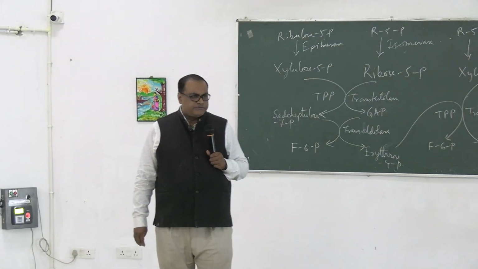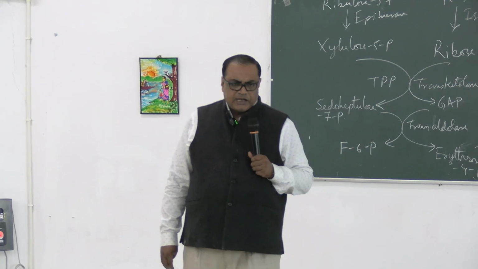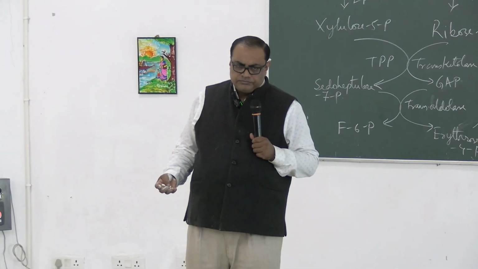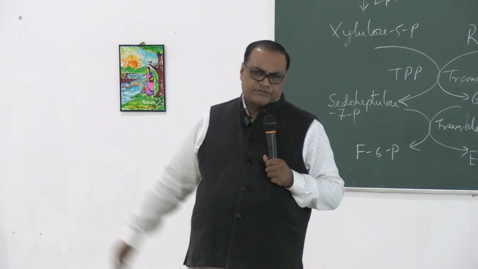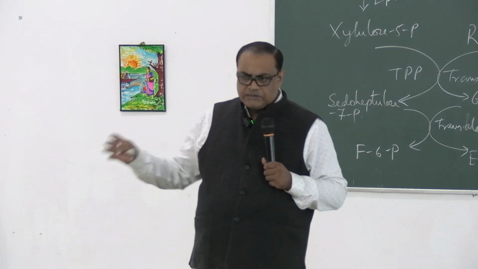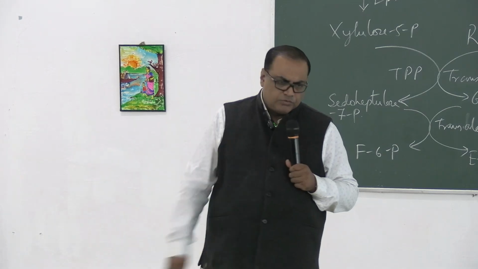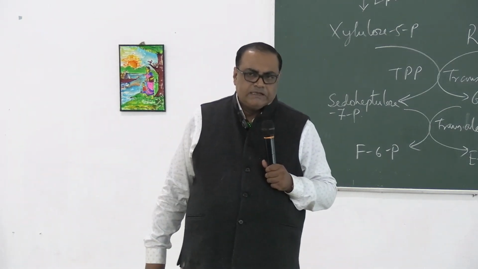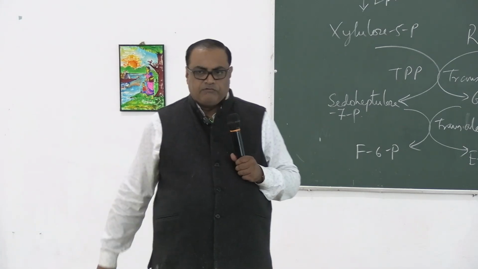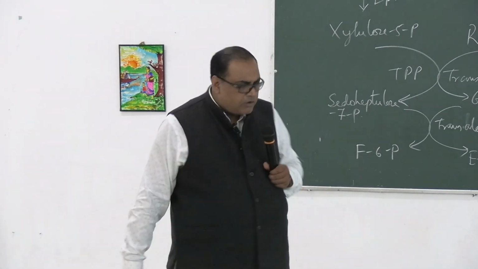The erythrose 4-phosphate is an aldose sugar, so it cannot give away any keto group. So the keto group will be taken from the last xylulose 5-phosphate by the enzyme transketolase. So xylulose will give the keto group to erythrose 4-phosphate. So 4 plus 2 will become 6, fructose 6-phosphate. What will be left with? Glyceraldehyde 3-phosphate.